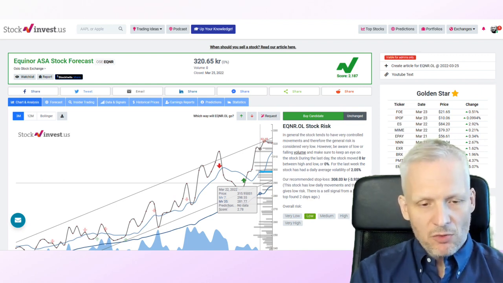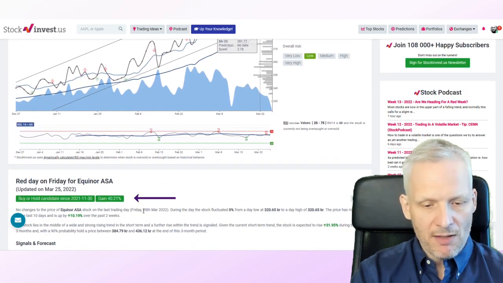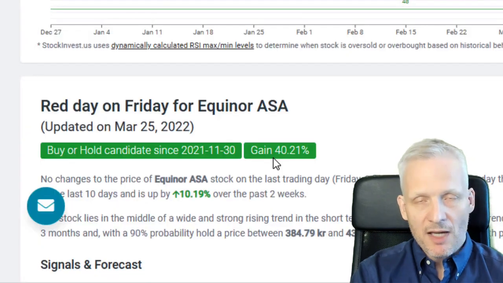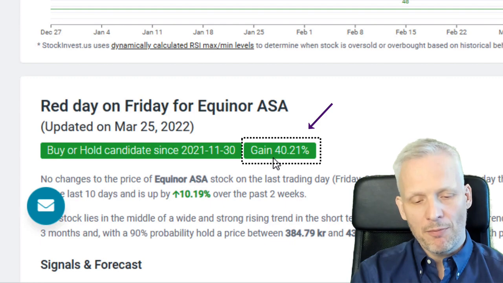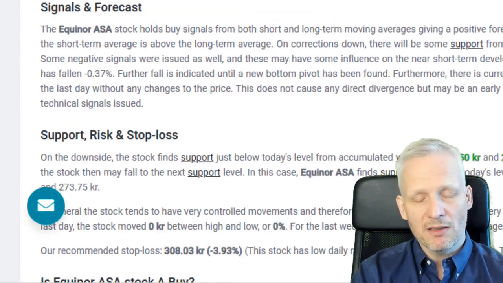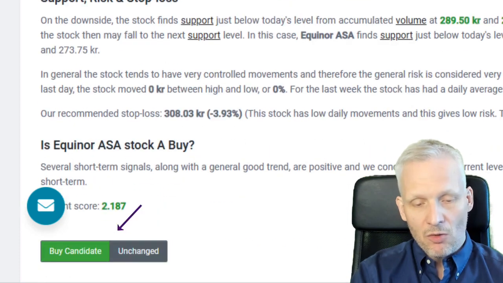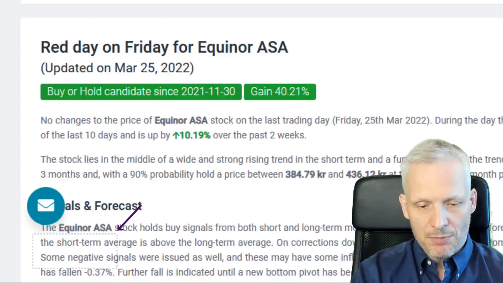Going to Equinor, we have a full analysis. We can see that the score is 2.18. It's currently ranked a buy candidate. The first time we started recommending Equinor was in 2021, actually November the 30th. And since then, Equinor is up 40%, meaning that ever since November 30th, we have said buy or hold. And in this period, the stock is up 40%.